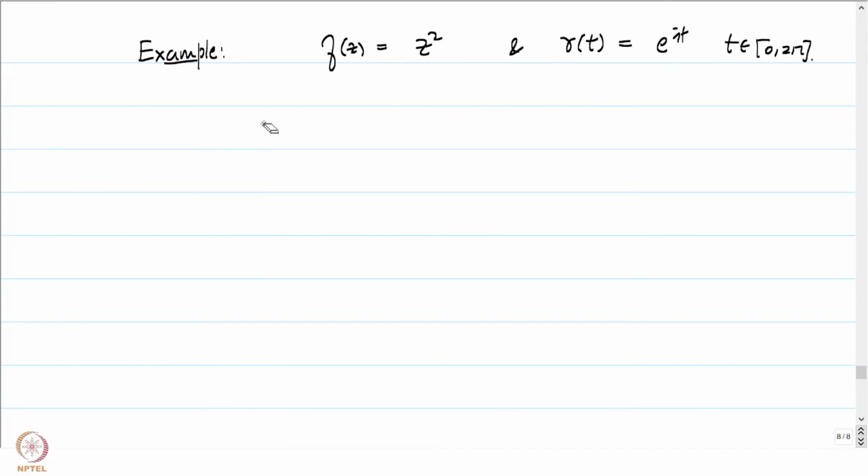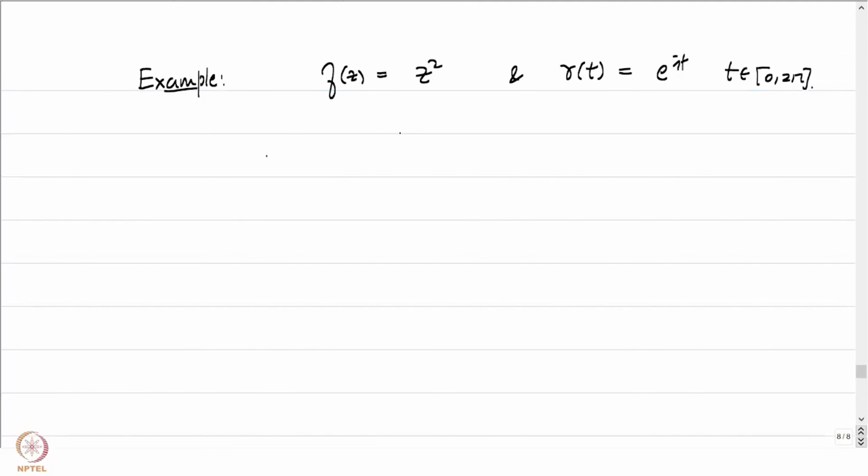Let us look at an example where our function f of z is equal to z squared and gamma of t is equal to e to the power i t for t in 0 to 2 pi. We know that z squared has a zero at 0 with order 2. So the number of zeros in the unit disk, counting multiplicities, is going to be 2 here. Now, consider a function f epsilon of z, which is, say, z squared plus epsilon.